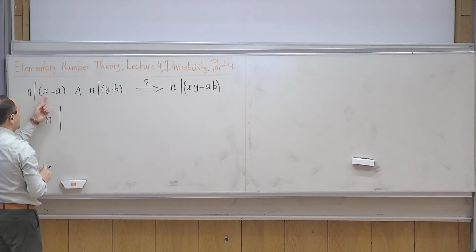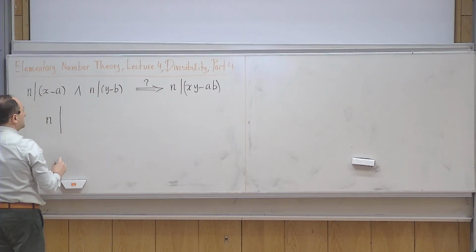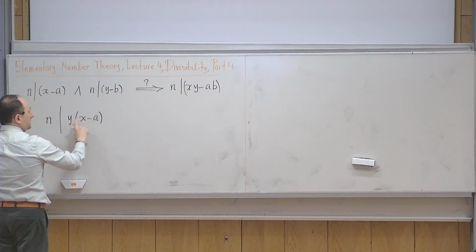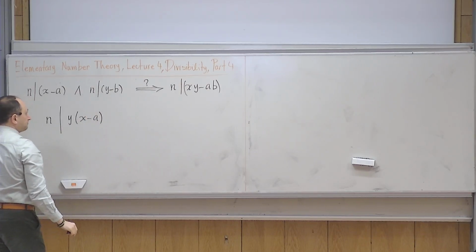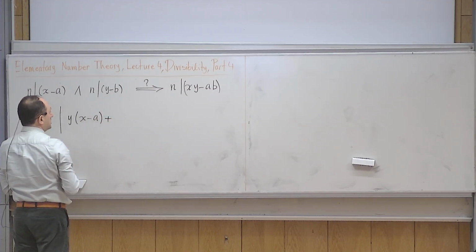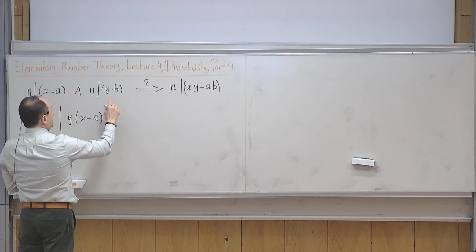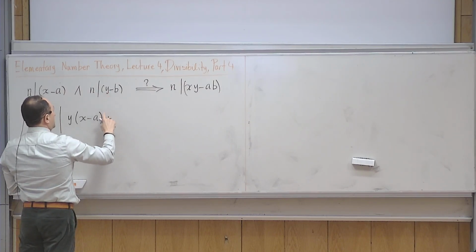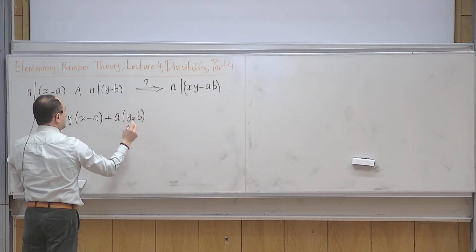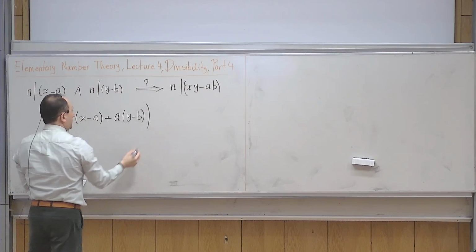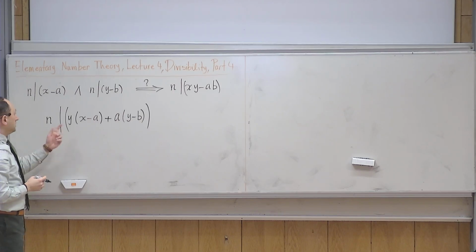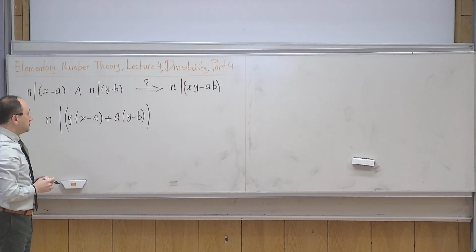So what I would say, I will multiply this number by y, motivated by the fact that I need xy somewhere. And I multiply this one by, say, let me multiply it by a. Okay? Let us see if it works. First of all, I want you to understand that what I have done is legitimate. It is possible. Why? Because y and a are integers.